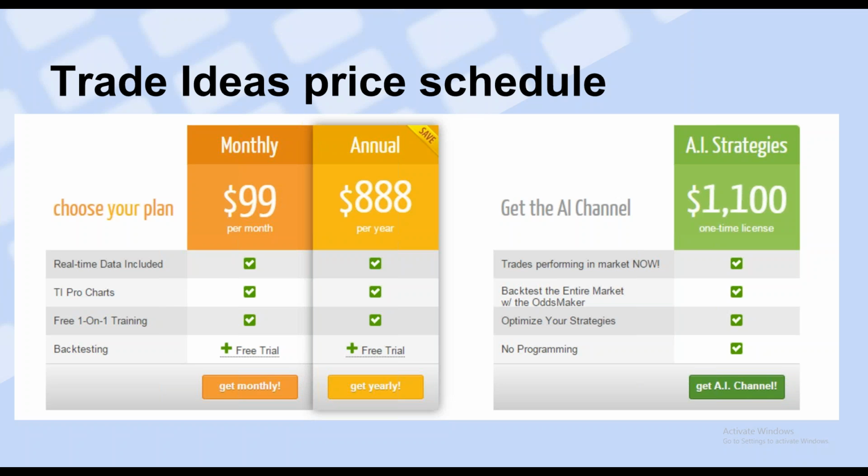And I know Dan and Brad are going to get into the AI demo a little bit and show you exactly how that works. You also have access to the Odds Maker, letting you backtest your own strategies and backtest the entire market with no programming. So you can backtest your own list of stocks or every North American stock, including pink sheets.